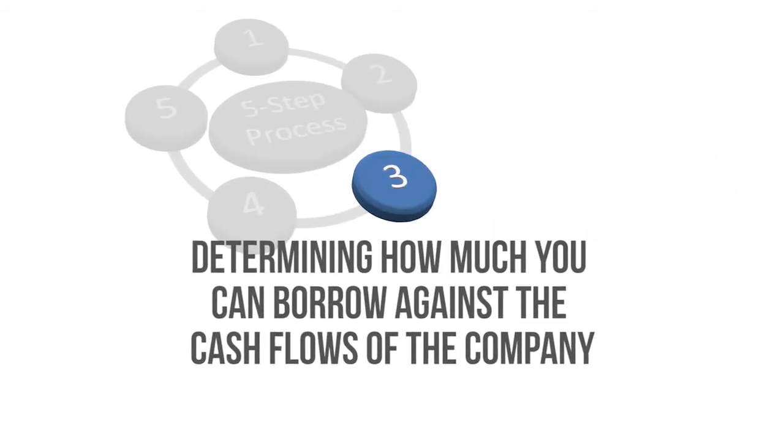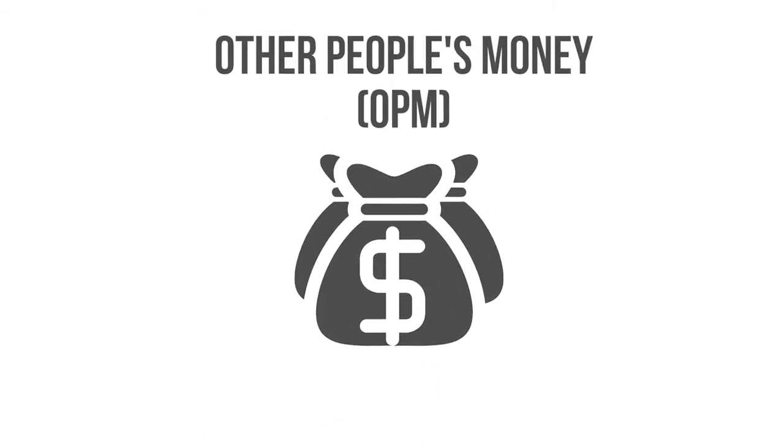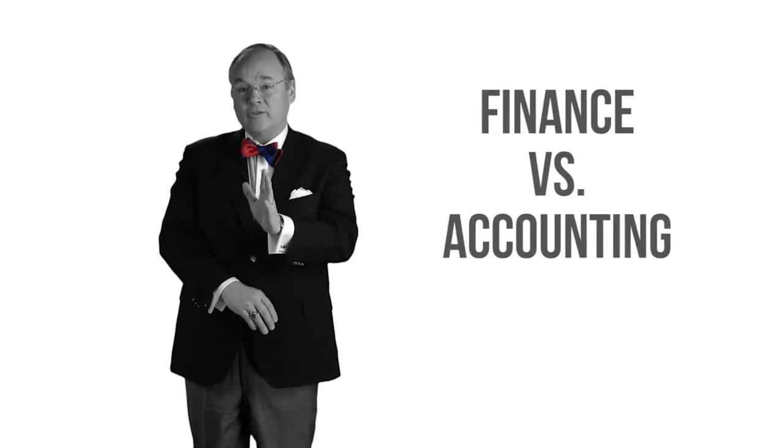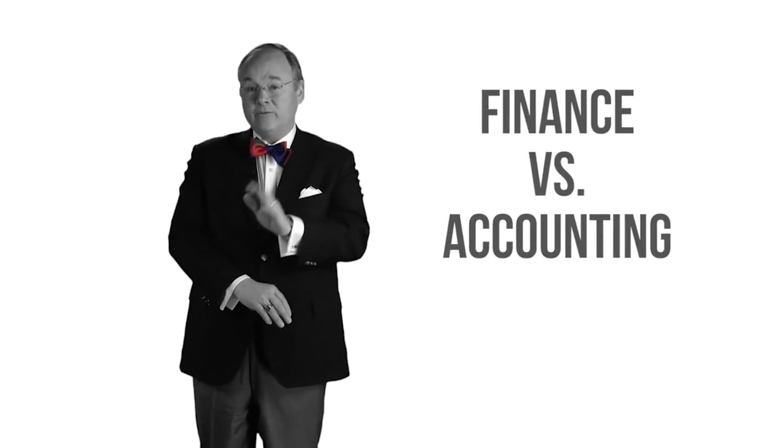Now, we're ready to move on to step 3, which is how to determine how much you can borrow against the business you'd like to purchase. Actually, it's more than that. Determine the amount of other people's money you can use to acquire the company. I use these words intentionally. Other people's money, or OPM, is a finance versus an accounting term, and it comes in many forms.